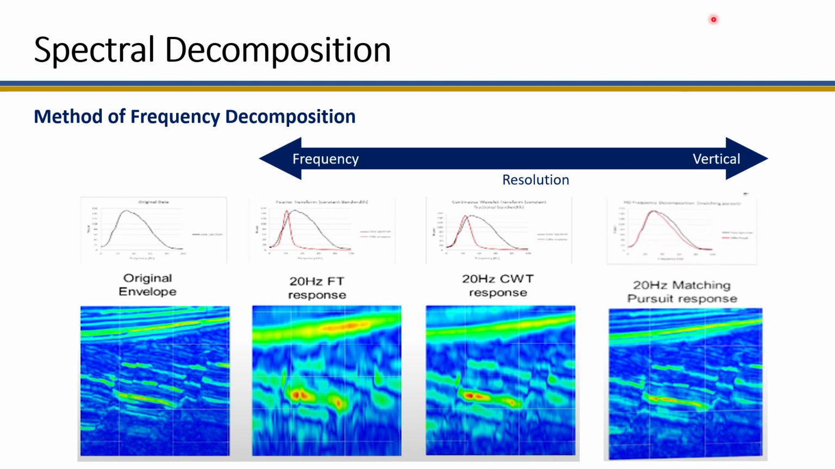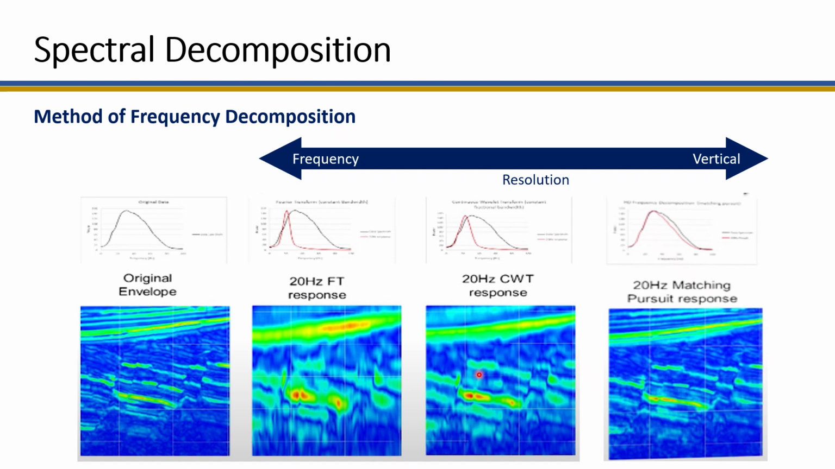If we look at the continuous wavelet transform, again centered at 20 Hertz, we have a slightly wider bandwidth, so slightly less frequency resolution in general. This has given us an improved vertical resolution compared to the FT response. So the responses are slightly more localized.